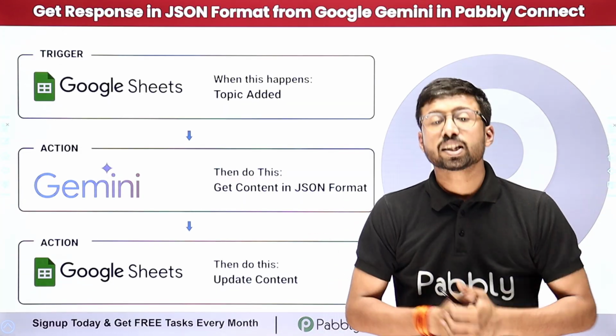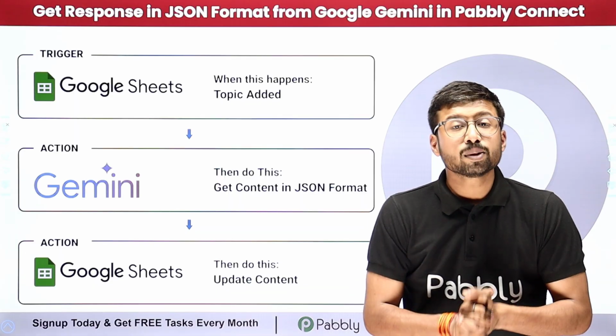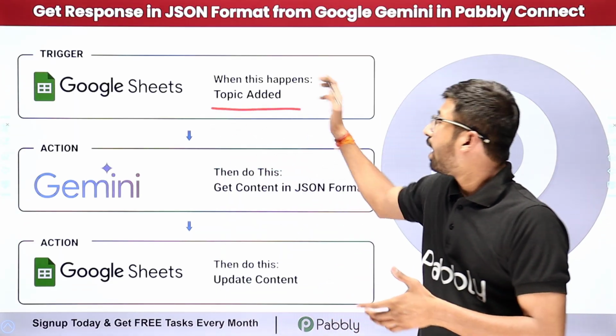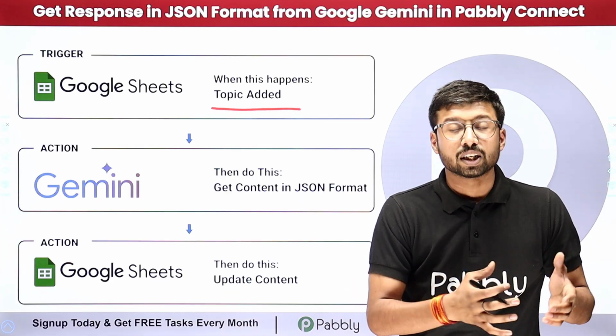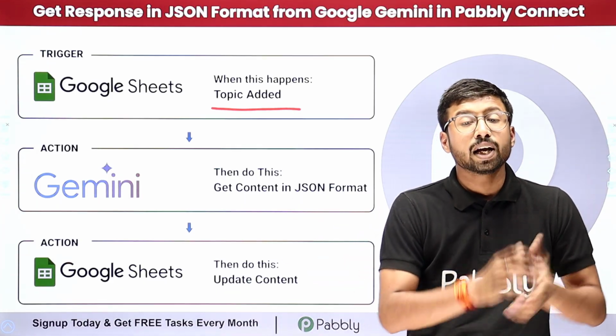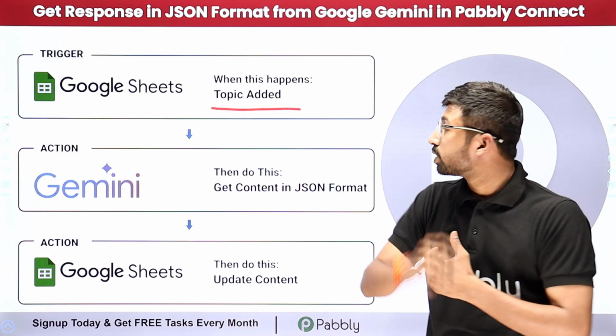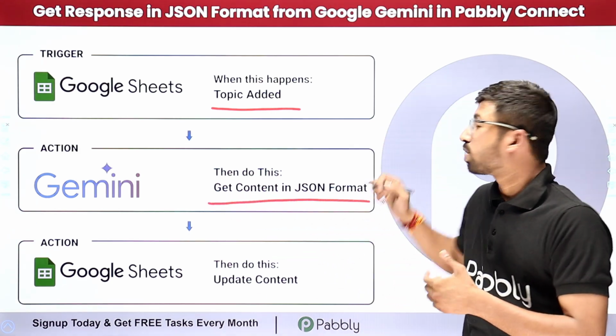So we are just taking a simple example where we are adding some topics in our Google spreadsheet. And after adding the topics, for the same topic, we are going to generate the blog content, the title, the keyword, and the slug for it. And we are going to get all of these responses in JSON format from Google Gemini.